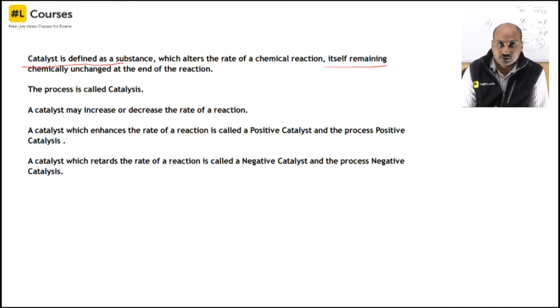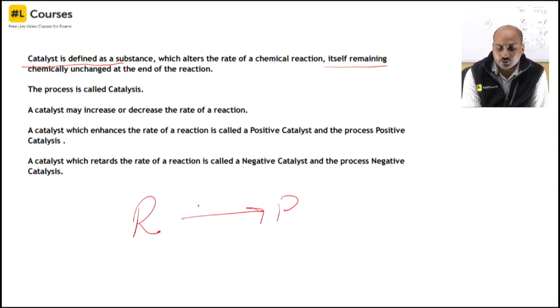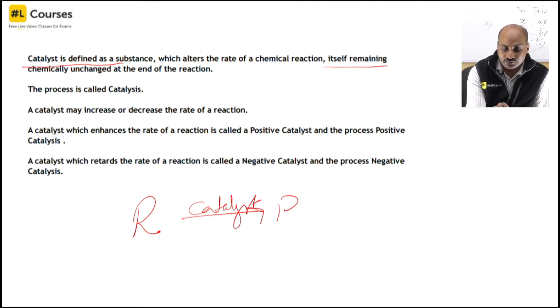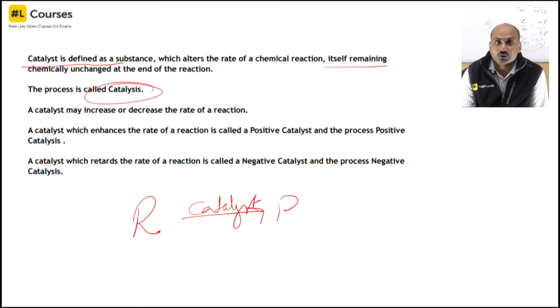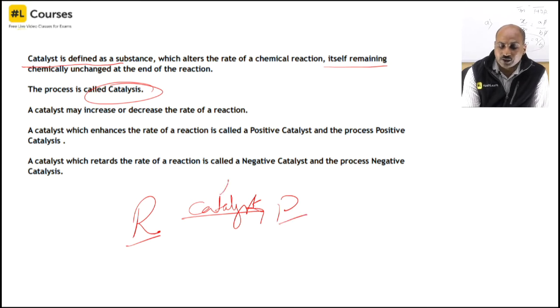So, this process of converting a reactant to give a product in presence of a substance, which we call the catalyst, is called catalysis. Catalysis is the process in which a reactant gets converted into a product with the help of a chemical substance called a catalyst.